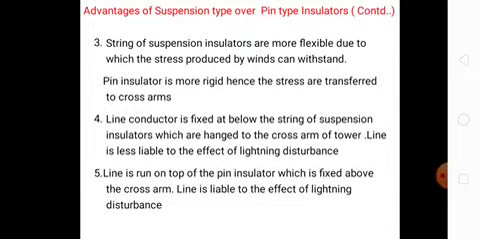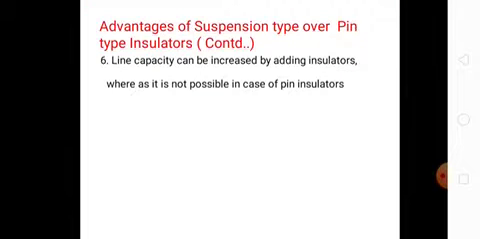In the pin insulator case, the line runs on top of the pin insulator, which is fixed above the cross arm. The line is liable to be affected by lightning disturbance. In suspension type, the line capacity can be increased by adding insulators.